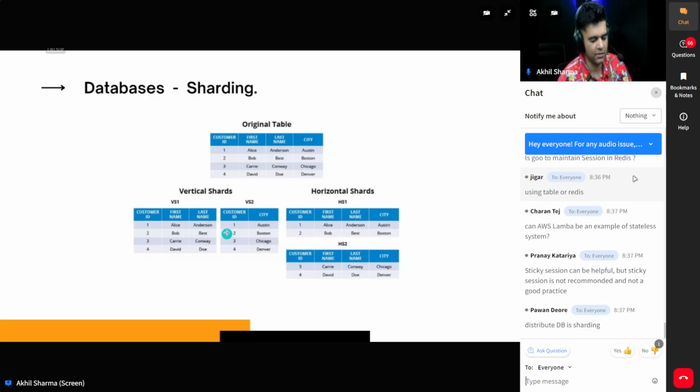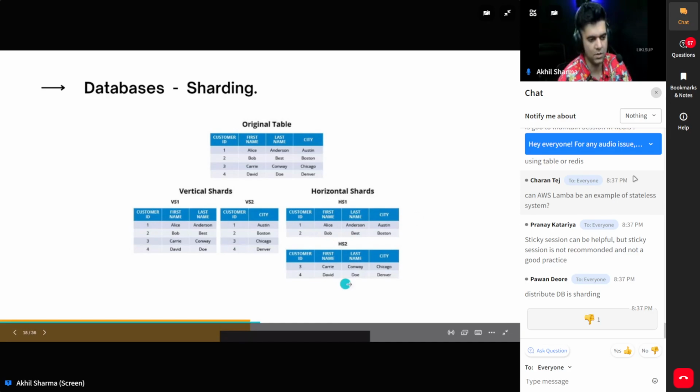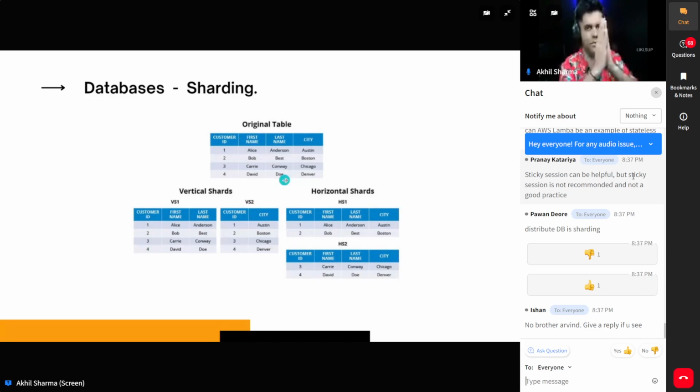Vertical shards, what you do is you divide the columns into different databases. With horizontal shards, you divide the rows into different databases. So here's the original table. The first vertical shard will have first name, last name. Second vertical shard will have the city. So you've divided the columns into two different databases. So now it becomes easier to store information. And similarly, you can keep dividing into more and more shards.